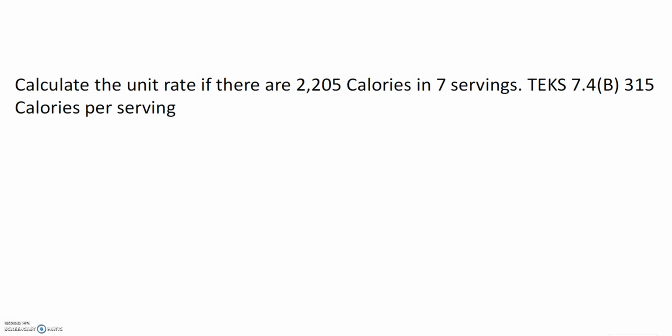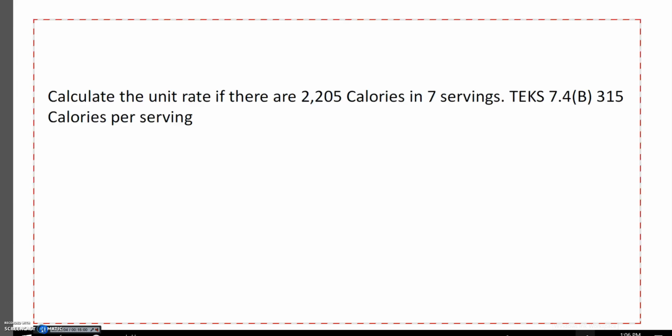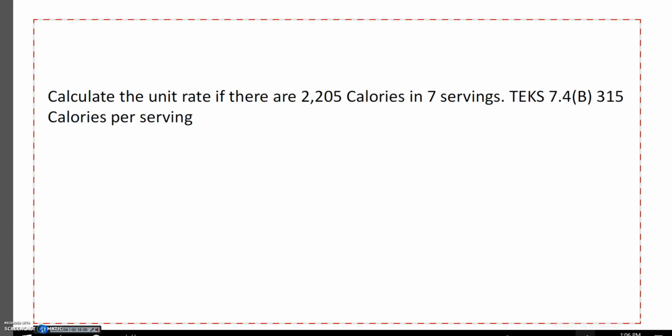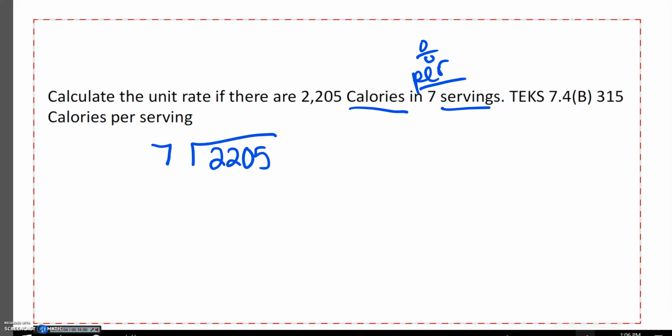Okay, we are going to talk about unit rates. All right, so we're talking about unit rates, and we're going to calculate the unit rate if there are 2,205 calories in 7 servings. So when I'm talking about unit rates, I'm going to divide. So I have calories per serving, so we're going to think of that as calories divided by servings. So I'm going to do 2,205 divided by 7.